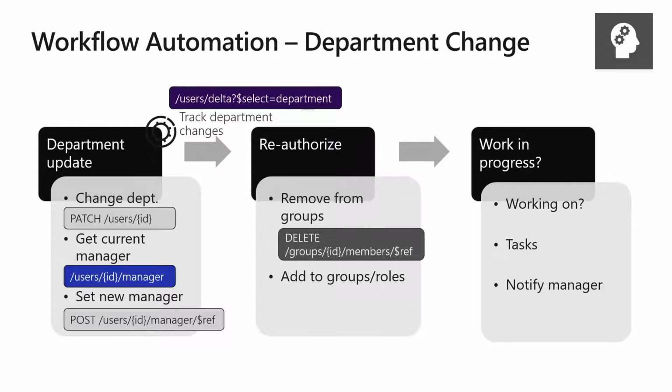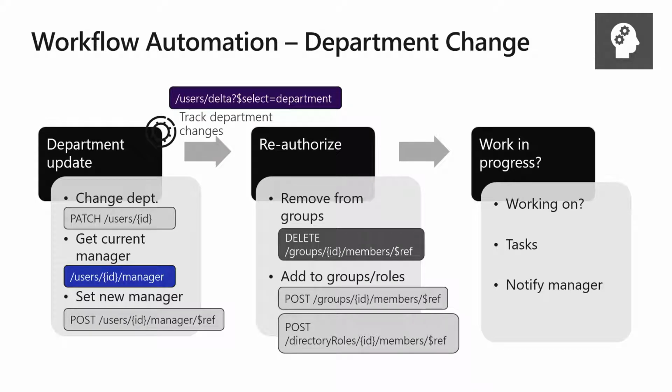And when Delta Query tells you that a department change has happened, you can go ahead and remove the user from any groups that were giving them access to resources that they should no longer have access to, and then add them to some new groups, and possibly add them to roles. If they weren't an admin before, maybe they are now, so you can add them to a directory role.